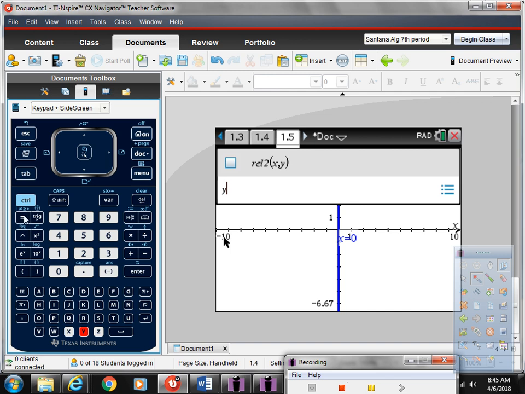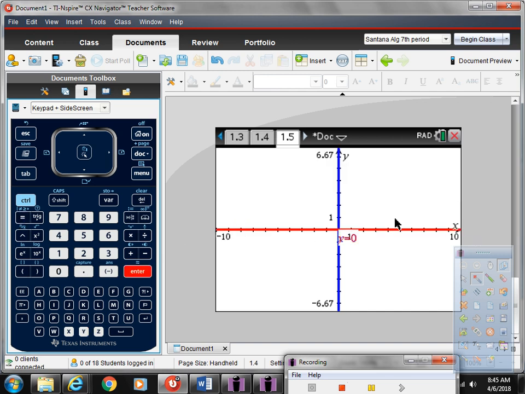When you graph y equals 0, you'll see a line that goes right there. There it is. That's what represents the x-axis. Question?